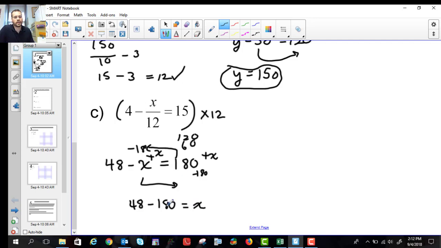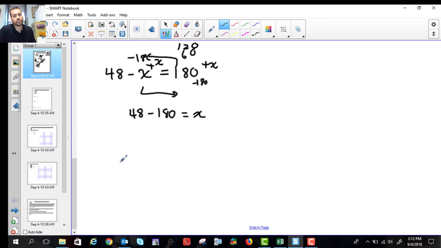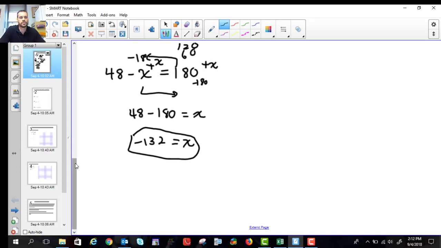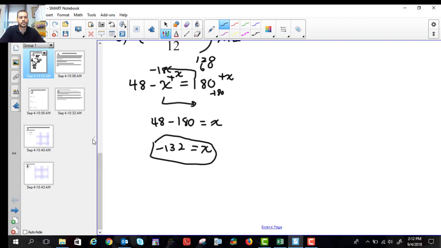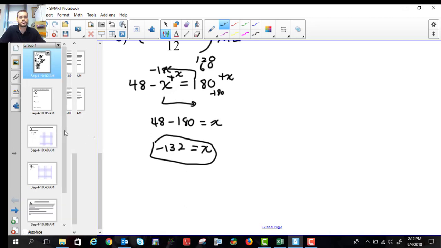And then 48 minus 180 is, again, a little mental math technique. 50 minus 180 is minus 130, so this is minus 132. It's just a quick little way to do it if you're not sure. All right, so we get that. And again, you can check your answer. I'm not going to this time, just because I showed you how to do it just up here, and just for the sake of time, I'm going to continue. But that is how you solve linear equations with denominators.